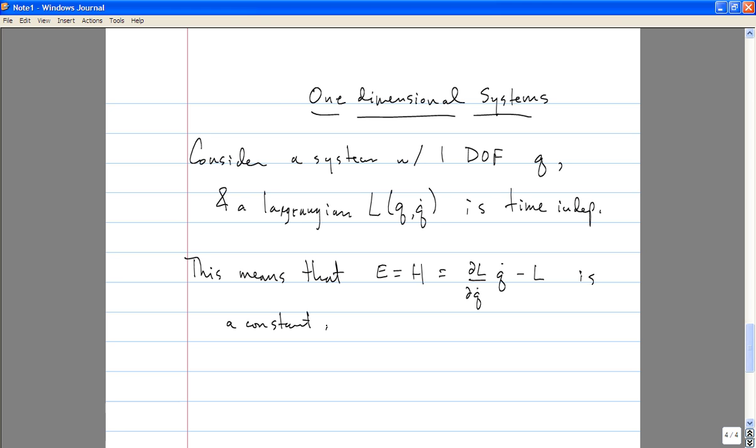And in fact, you can check that the equation of motion d/dt of dL/dQ dot minus dL/dQ equals 0 explicitly implies that E dot is equal to 0.